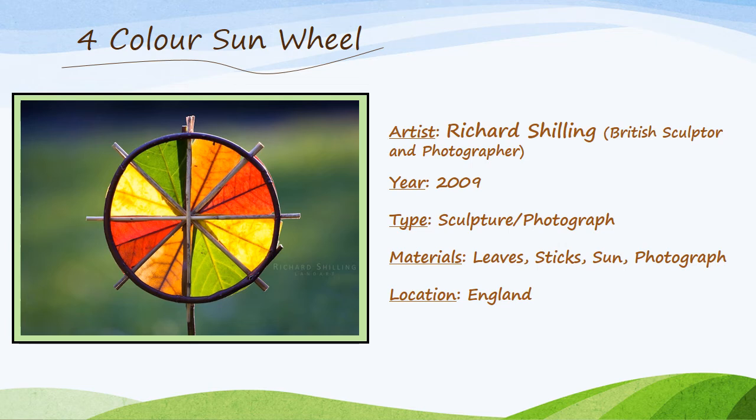This is 4-color sunwheel, and it is created by Richard Shilling. He is a British sculptor and photographer. It was created in 2009. So this is a sculpture and photograph, and he used leaves, sticks. He used the sun, so the sun shining through those leaves, and then he took a photograph of it. And this was created in England.